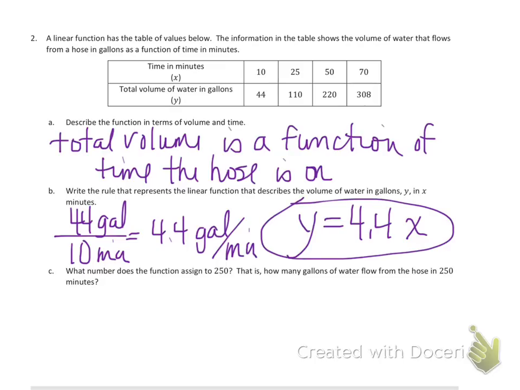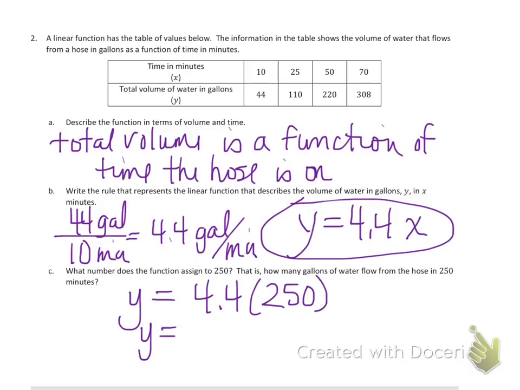So what number does the function assign to 250? That is, how many gallons of water flow from the hose in 250 minutes? Okay, so total volume in gallons is equal to 4.4 times the number of minutes, in this case 250. So y is equal to somewhere around 1,000 gallons. Let's see what it is. 1,100 gallons. Okay, so that's how many gallons of water flow from the hose in 250 minutes.